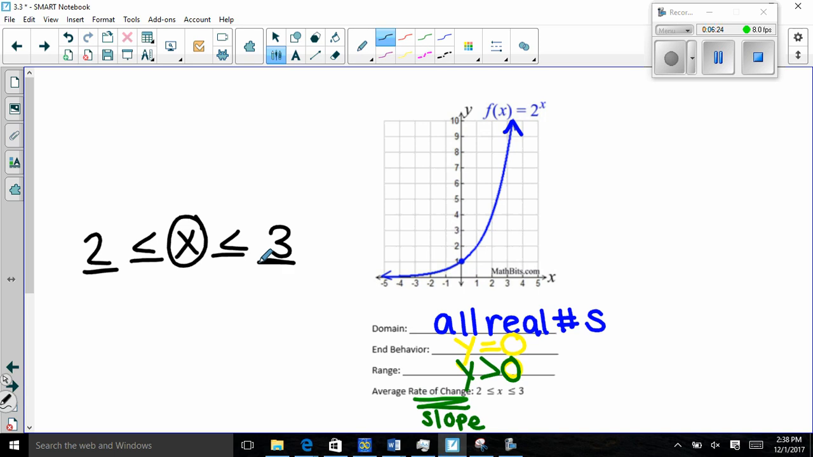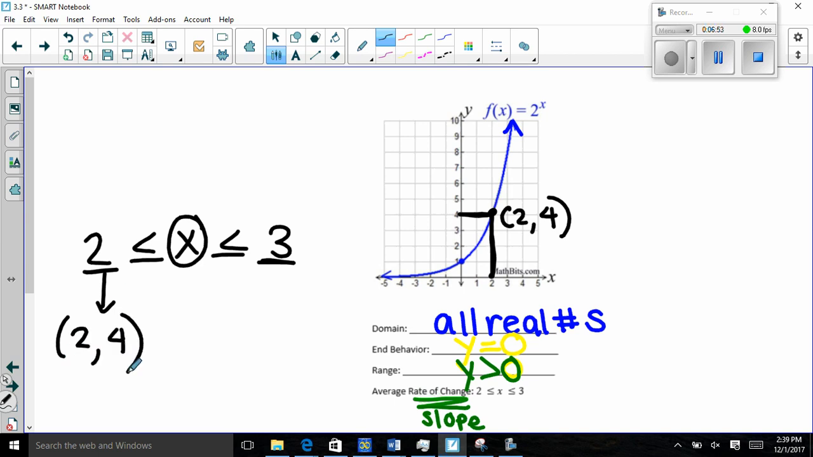Now, where is that on the graph? I need to go to my x right here. And what I need to do is find what the y is when my x is 2. So I draw a line up. You don't have to draw a line, but I want to see what my y value is when my x is 2. That function ends up being 4. So I know this point right here, 2 comma 4. Now I'm going to put that right here. So when my x is 2, my y is 4 on this graph.